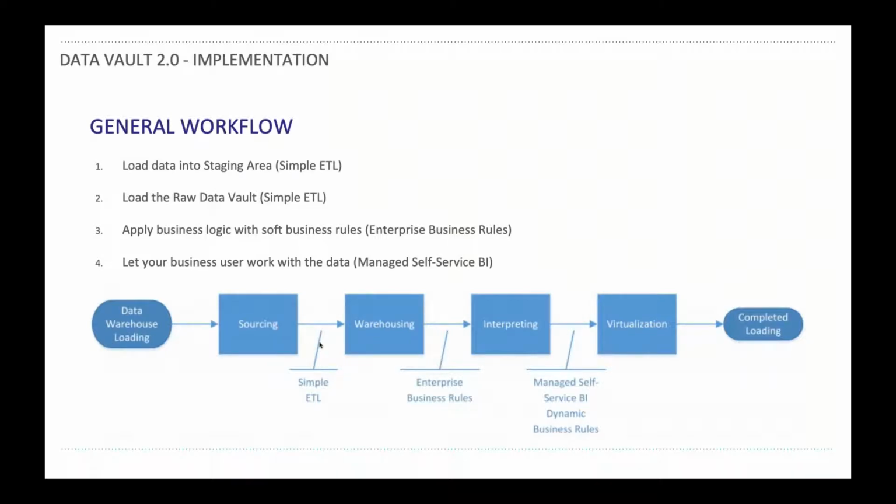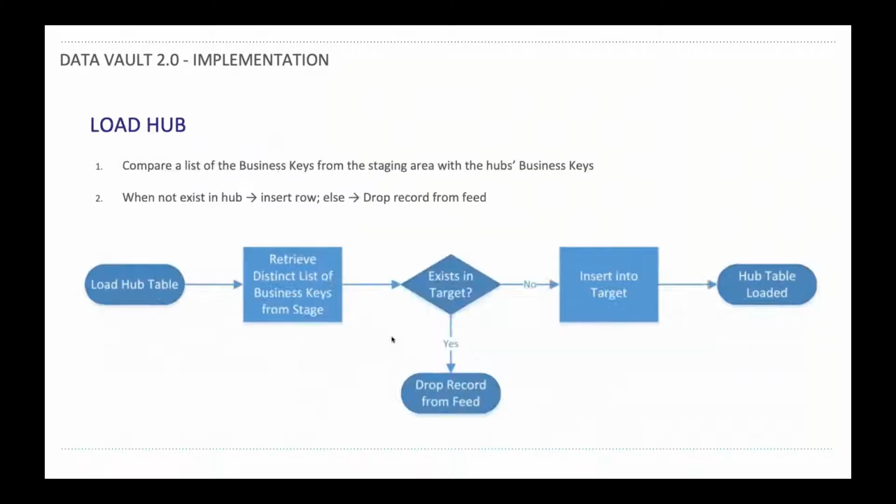essentially getting data from the staging area into the raw data vault. And for that, we have highly optimized loading patterns for how we get data from the staging area into the raw data vault. For example, loading hubs, the distinct list of business keys in the data vault model. The idea is to identify unknown business keys, new business keys, so far unknown to the raw data vault.